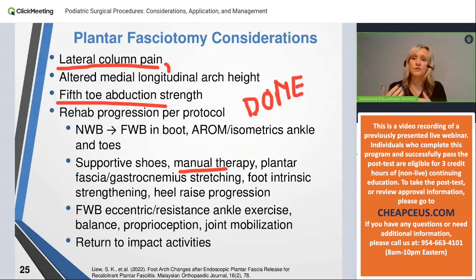So you're looking at midfoot and forefoot mobilizations. You're looking particularly at that great toe. Am I at the 65 degrees of metatarsophalangeal extension? So we're going to look at that manual work also for that patient.